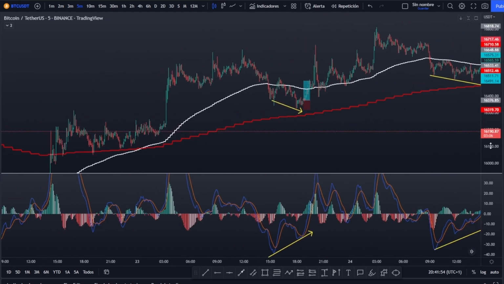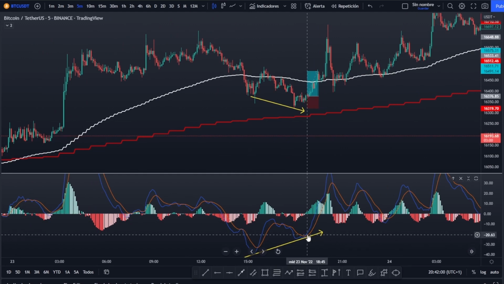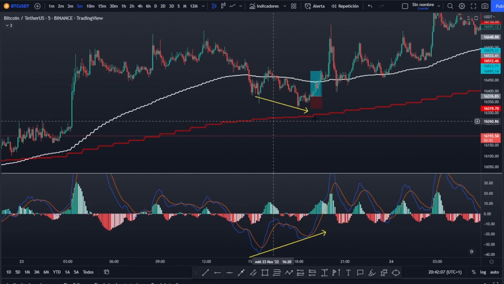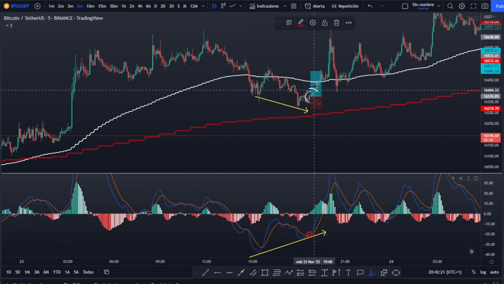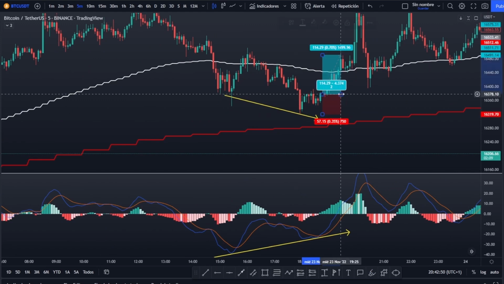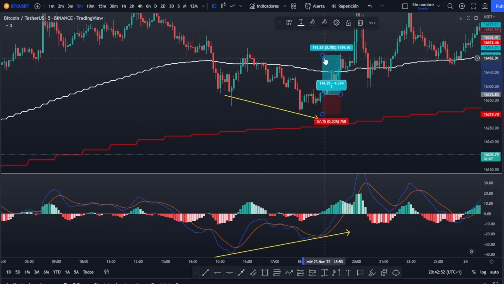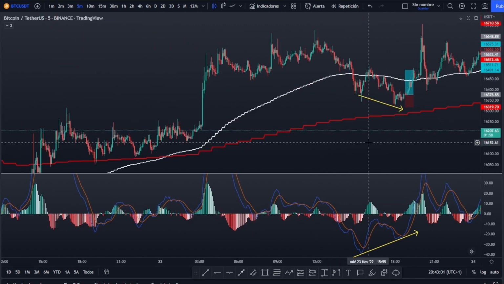A little further to the left we have a winning trade again, where we can see that big divergence in the MACD with the price above that 1 hour average. And as you can see, marking a perfect entry right at this point, where we would also place our stop loss below the last low and a take profit with a ratio of 1:2. And as you can see, in a few minutes we would have another positive operation.